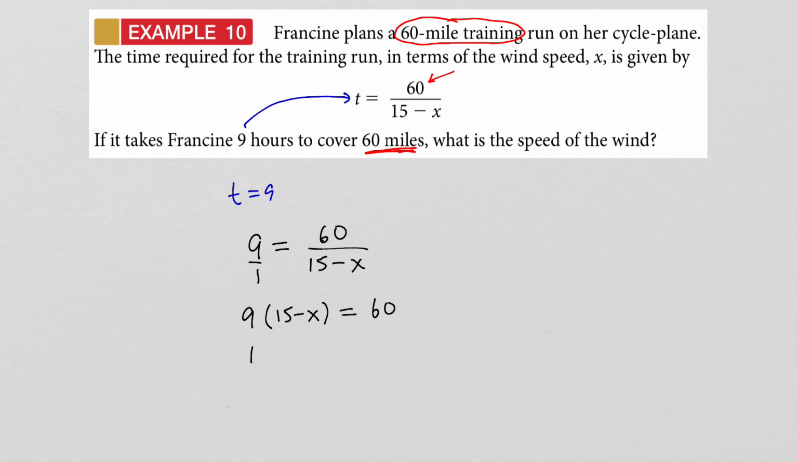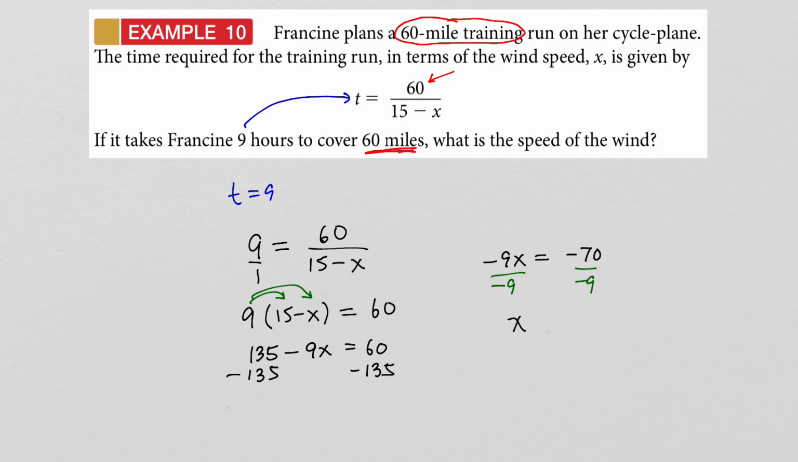9 times 15 is 135. Minus 9 times x is negative 9x. So here I am just multiplying this out. And then I can subtract 135 from both sides, and that gives us negative 9x is equal to 60 minus 135, which is going to be negative 70. Actually, dividing by negative 9 is going to give us x is equal to 70 divided by 9, right? Because we can cancel the negatives there.